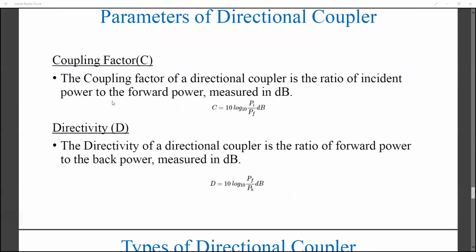To determine a good directional coupler, we need to see some parameters: the coupling factor and the directivity. The coupling factor is the ratio of incident power to the forward power. The incident power is at port 1, and the forward power is at port 4. In the same way, directivity is the ratio of forward power to the back power. Forward power is at port 4, and back power is at port 3.